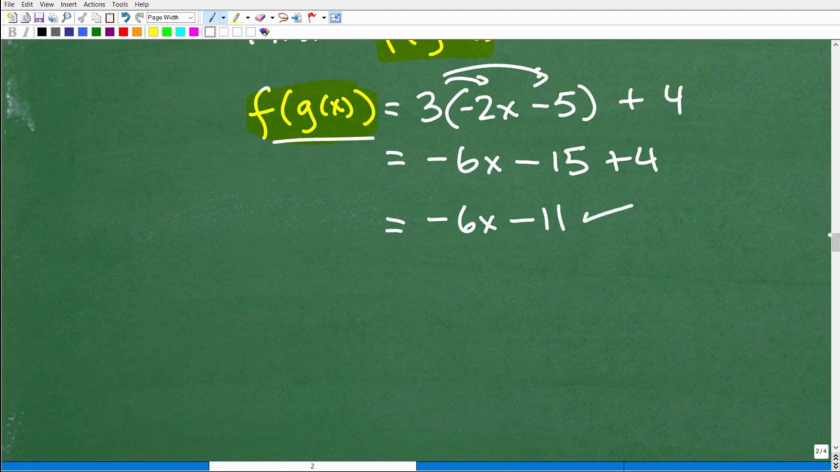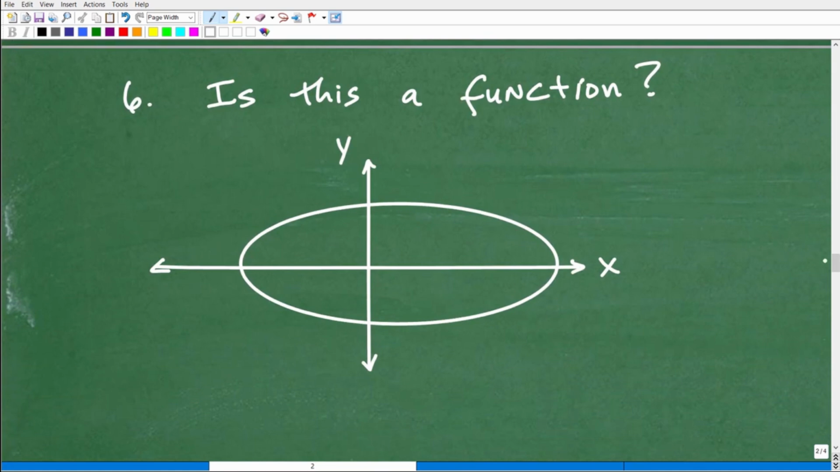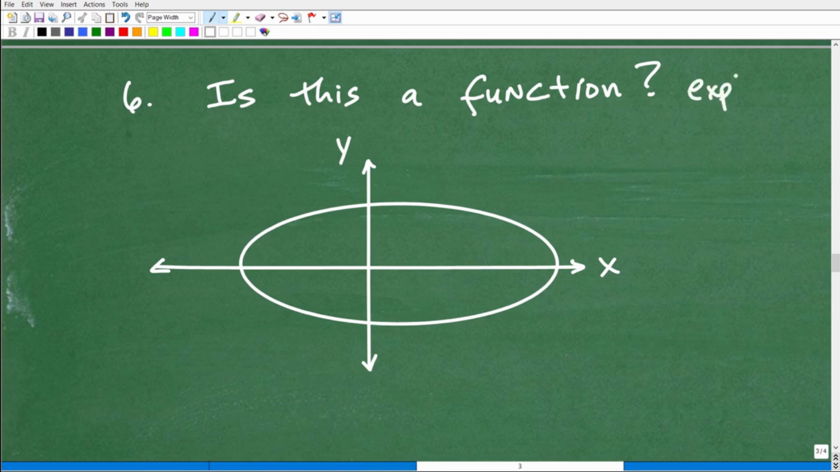Okay, so let's go ahead and take a look at our last problem. And it is this. Is this a function? We're talking about this little thing right here. And again, you need to explain. So back up your work. So is this a function, yes or no? All right, do you have your answer?